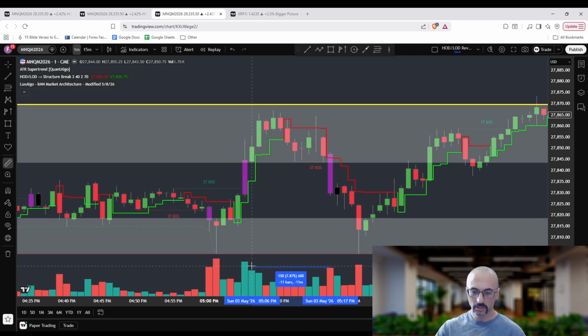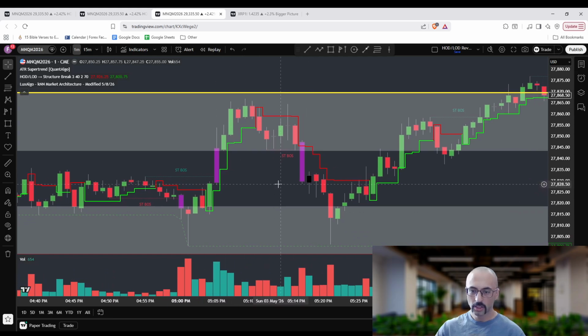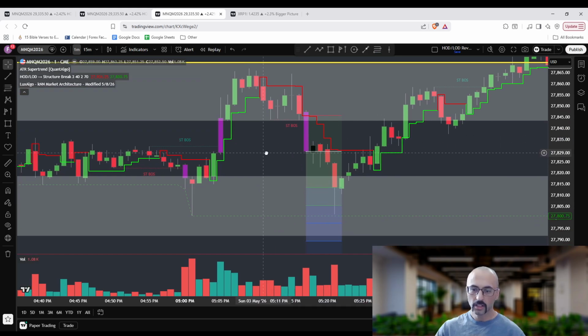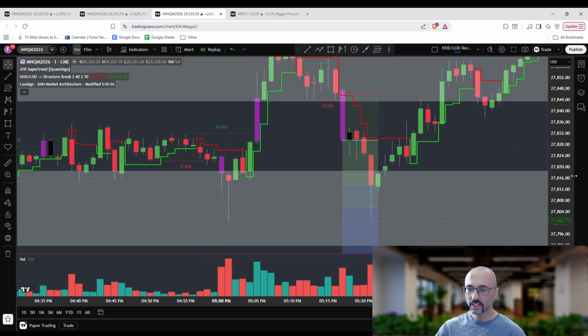Just 12 minutes ago, 11 minutes ago, we had this increase of volume over here. So this isn't a horrible one to take. The only issue with this is that we're trading into a low volume node, so that's probably one you don't want to take. Let's say you do take that.